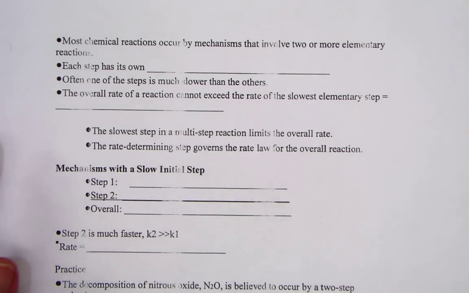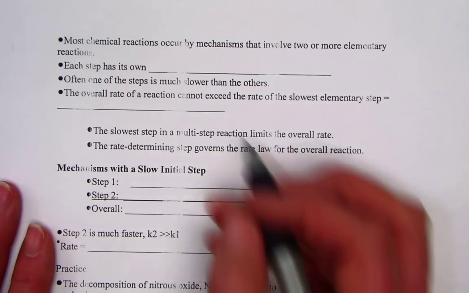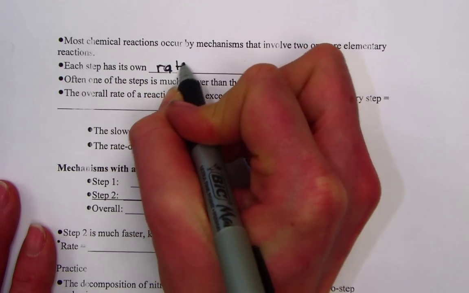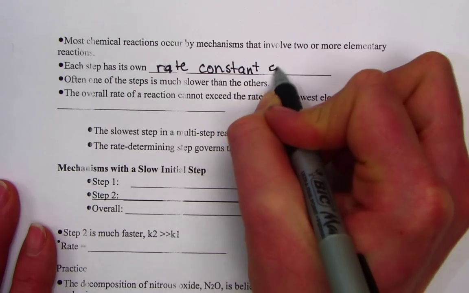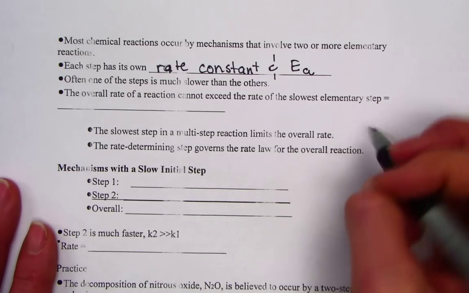Most chemical reactions occur by mechanisms that involve two or more elementary reactions. So each elementary step has its own rate constant and its own activation energy, as diagrammed in the charts from before.